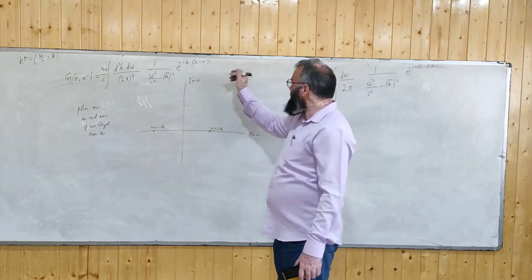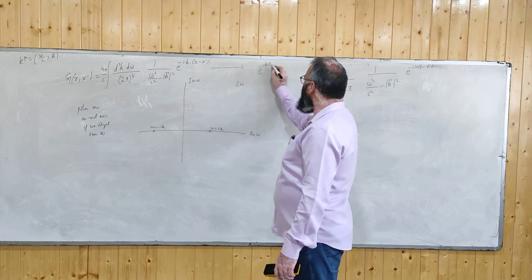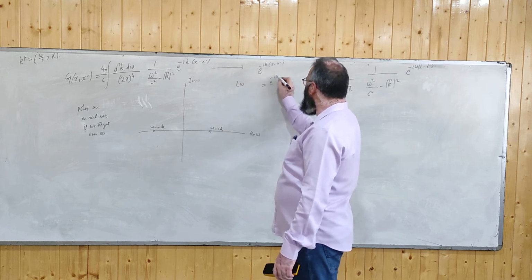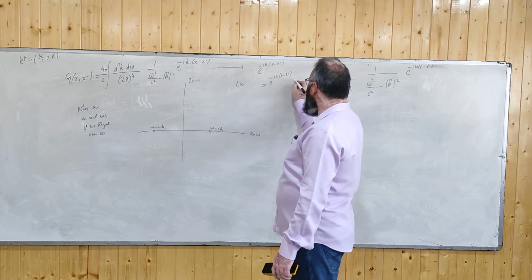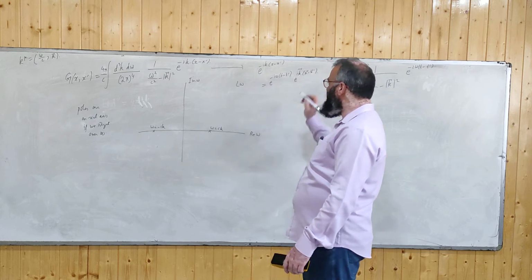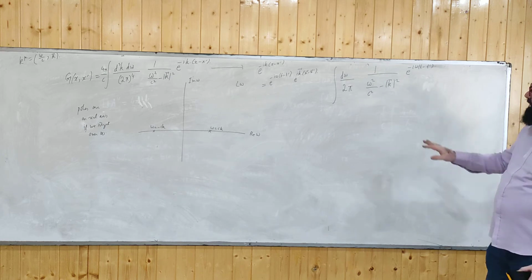Okay, so what is this exponential? e raised to minus i k dot (x minus x prime). So this is actually equal to e raised to minus i omega (t minus t prime) times e raised to i k dot (x minus x prime). Clear? So I am just separating out the omega part. Okay, so now let's integrate.